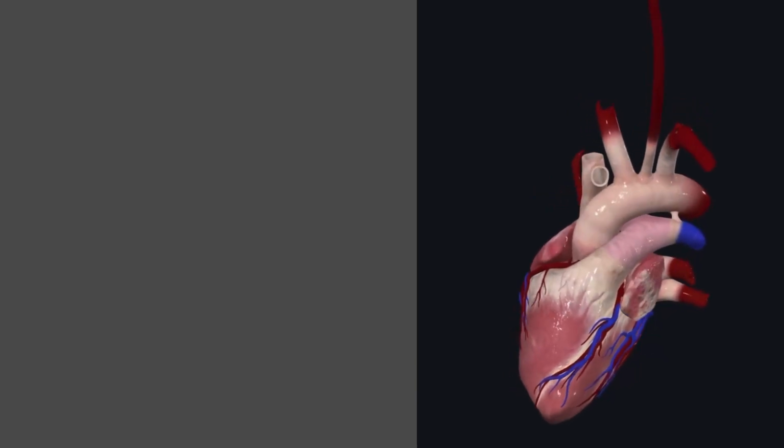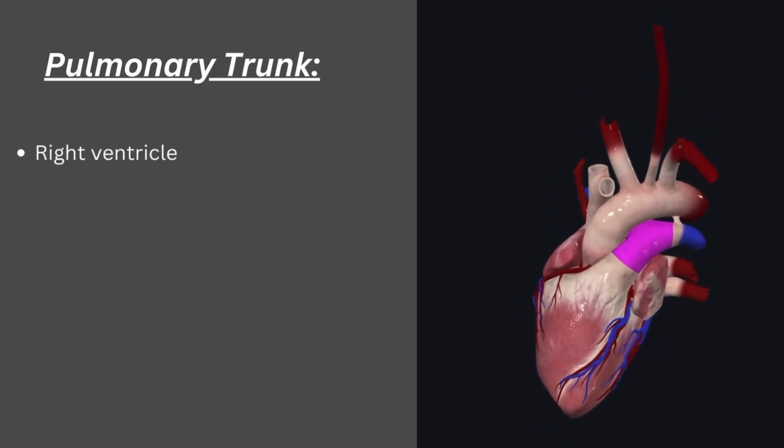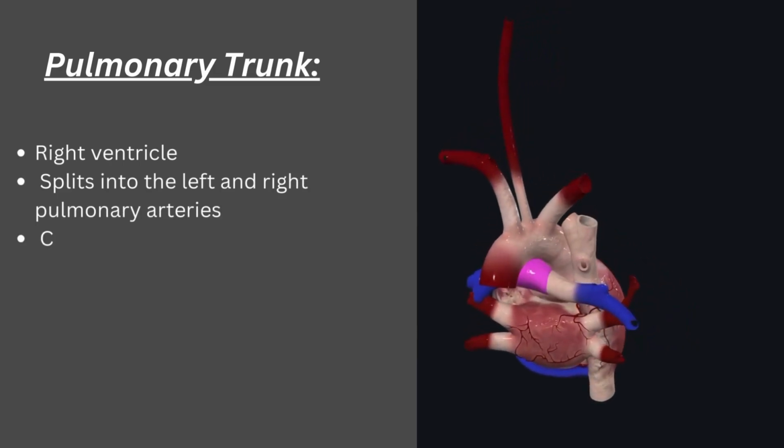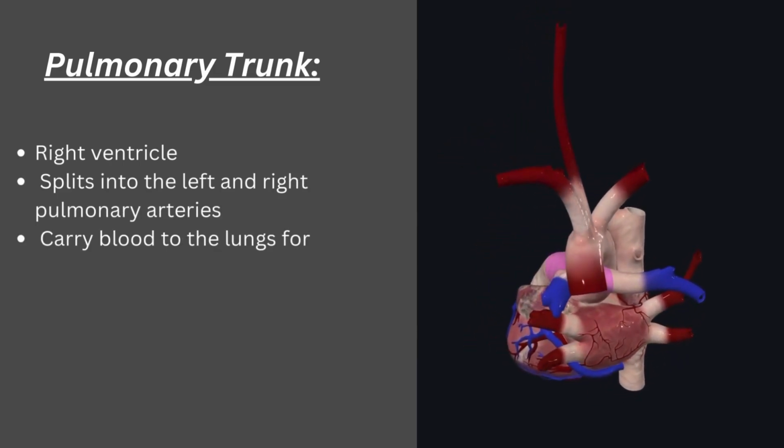Now let's take a look at the great vessels. The pulmonary trunk arises from the right ventricle and splits into the left and right pulmonary arteries, which carry blood to the lungs for oxygenation.